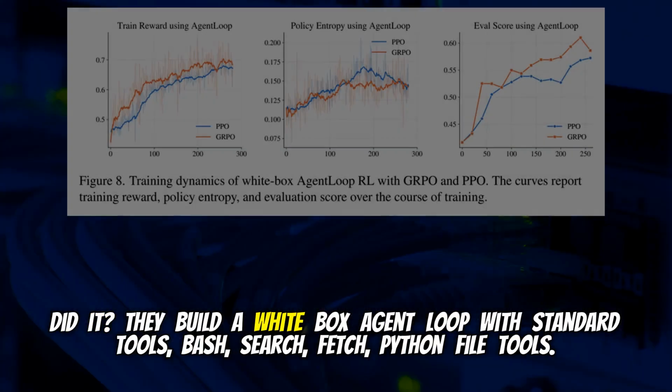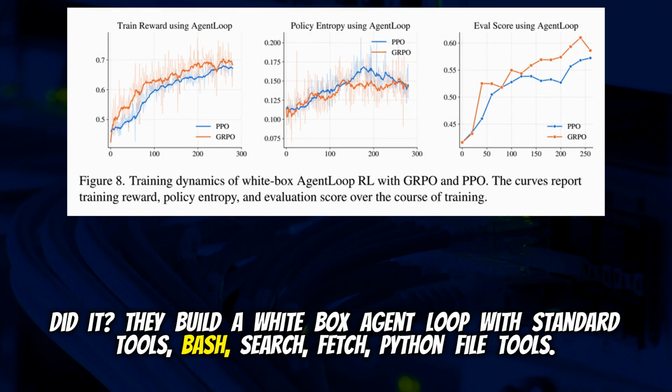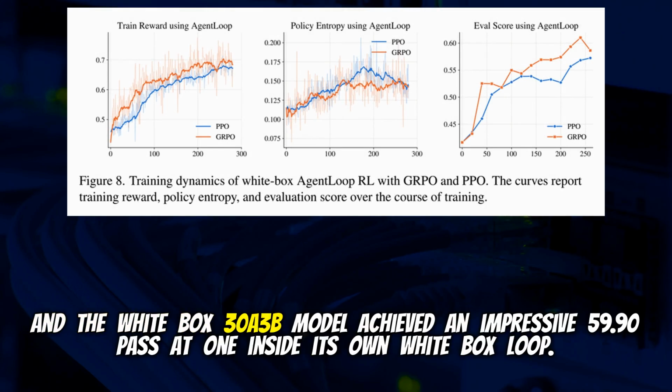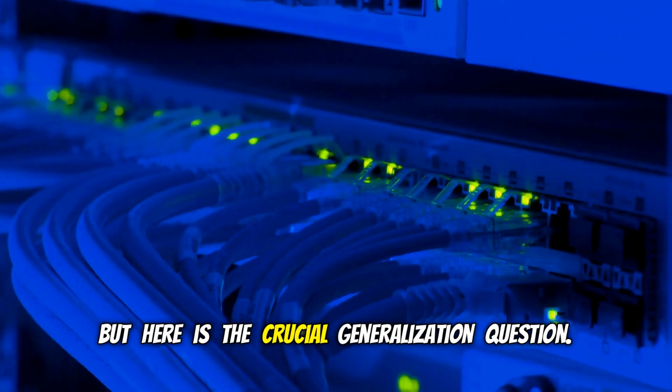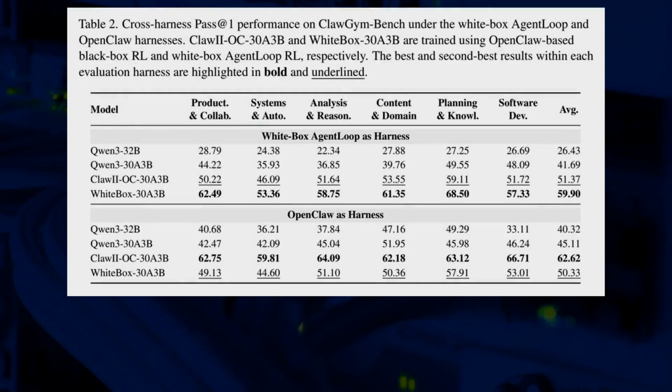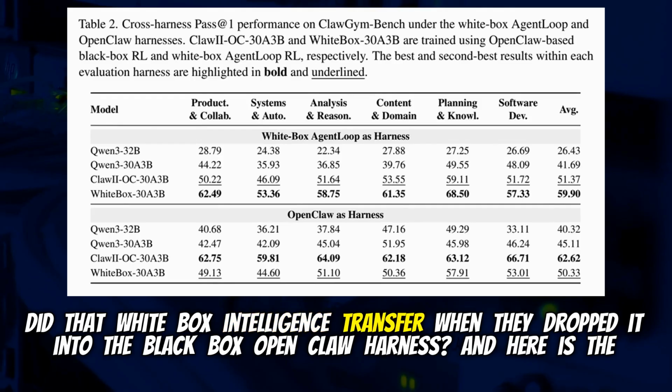They did. They built a white box agent loop with standard tools, bash, search, fetch, Python file tools, and the white box 30A3B model achieved an impressive 59.90 pass at 1 inside its own white box loop. It performed phenomenally well in its native environment. But here is the crucial generalization question. Did that white box intelligence transfer when they dropped it into the black box OpenClaw harness?